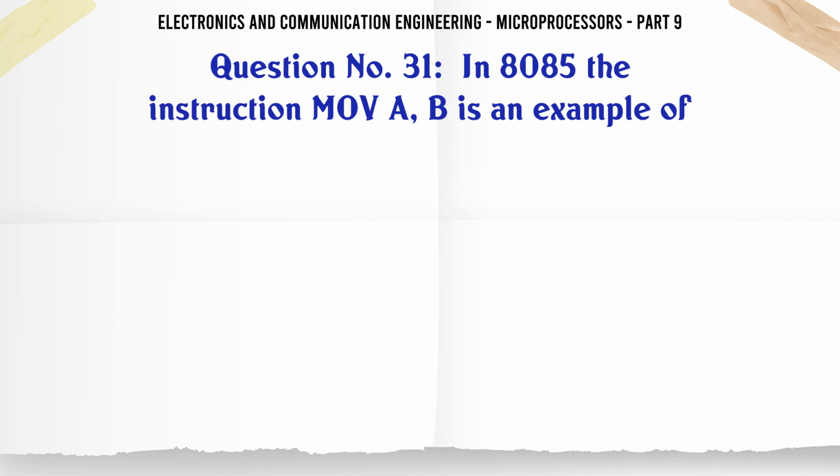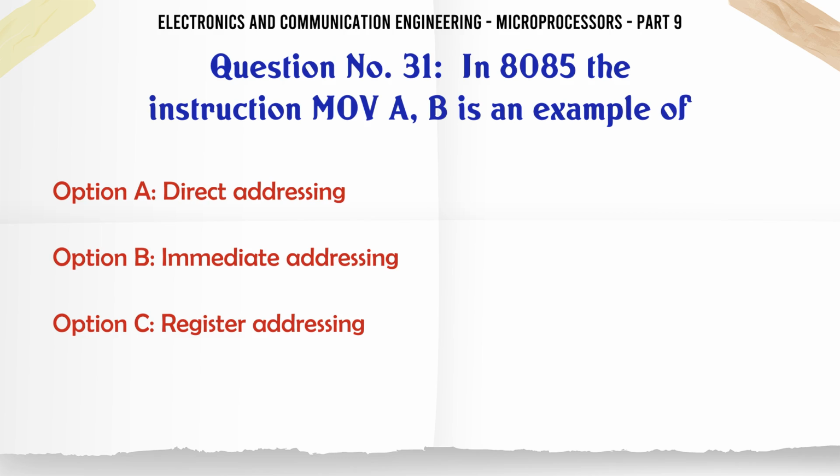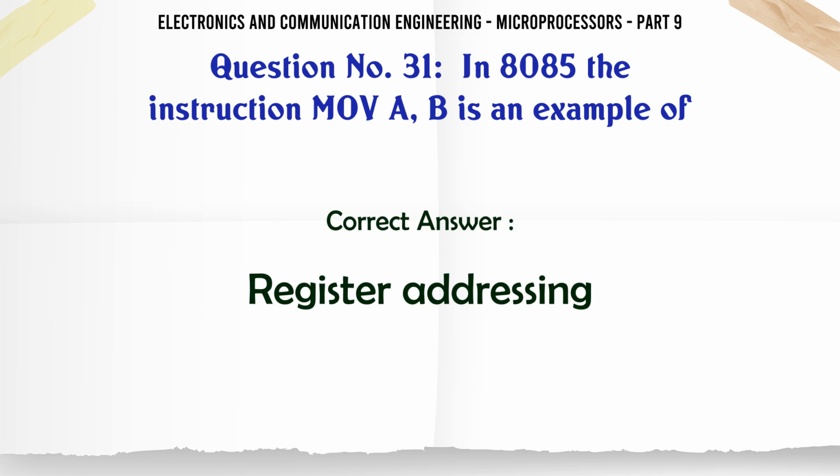In 8085 the instruction MOV A B is an example of A. direct addressing, B. immediate addressing, C. register addressing, D. register indirect addressing. The correct answer is register addressing.